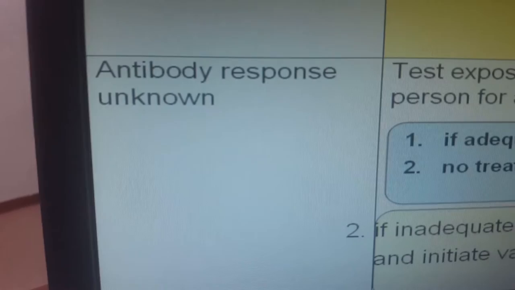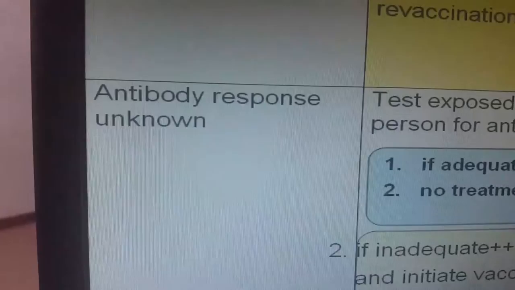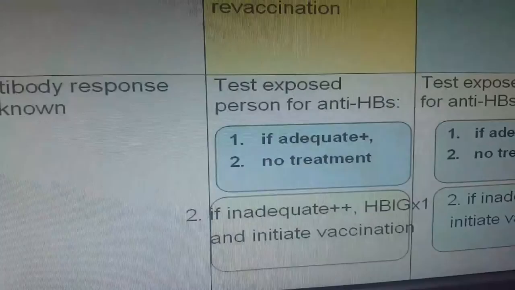If your antibody response is unknown, I will ask you, did you receive the vaccine? I don't know, I forget. I received 1 dose, I received 2 doses. I don't know my situation. So at this time, I have to do a test for you. If you got a needle break from a positive case, I will do a test for you.